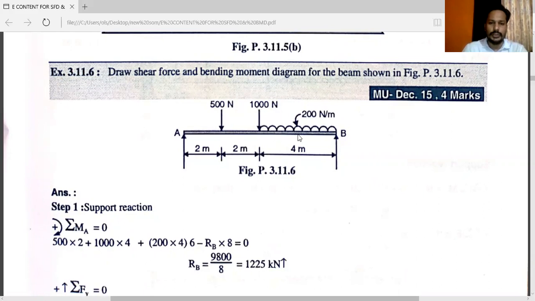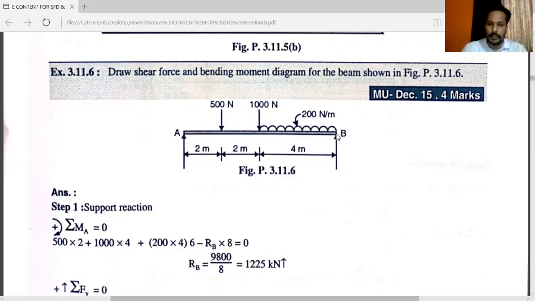From this point to this, uniformly distributed load is given, that is UDL. The intensity of that UDL is 200 Newton per meter. You can see here. This point to this, the distance is 2 meter. From this point to this, distance is 2 meter. From this point to this, the distance is 4 meter.